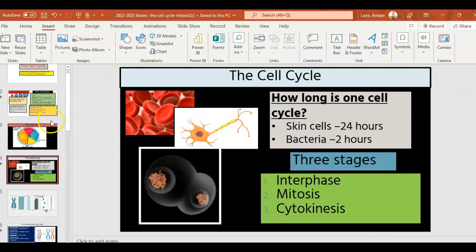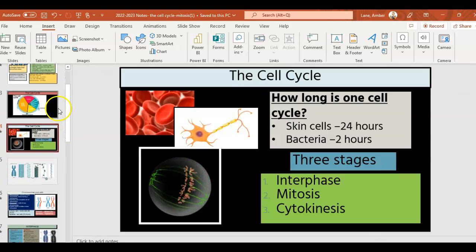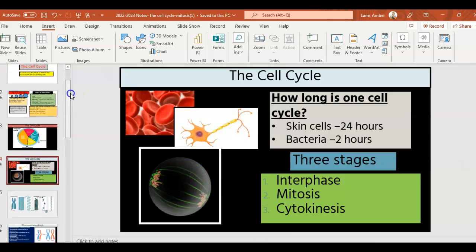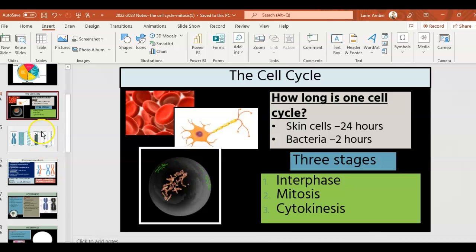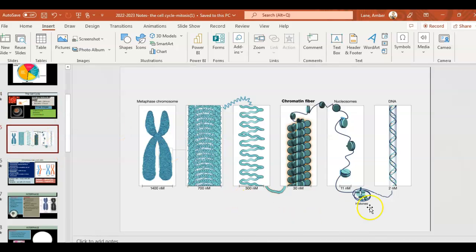Okay, so before we start talking about these phases, I need to talk a little bit about chromosomes and DNA, okay, because we're going to be talking about that. So I'm going to start with this picture. So first of all, in our cells, we have our DNA molecule. This DNA molecule is wrapped around these proteins called histone proteins.